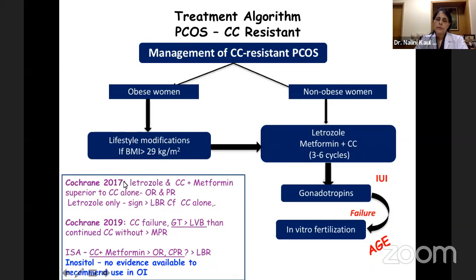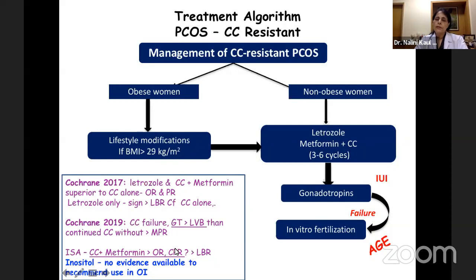Now, the Cochrane 2017 again said that letrozole and CC plus metformin will give you significantly higher birth rates and ongoing pregnancies as compared to CC alone. And this has been reiterated in further Cochrane reviews, with gonadotrophins giving more live births than just continuing on with clomiphene, without increasing the multiple pregnancy rates. So this is the algorithm to follow when you have CC resistant patients.